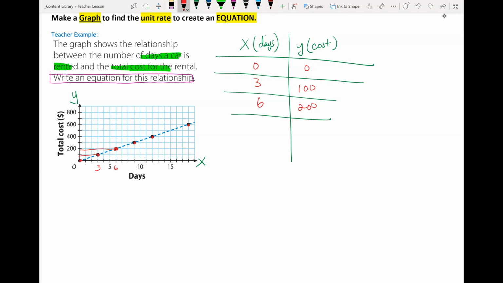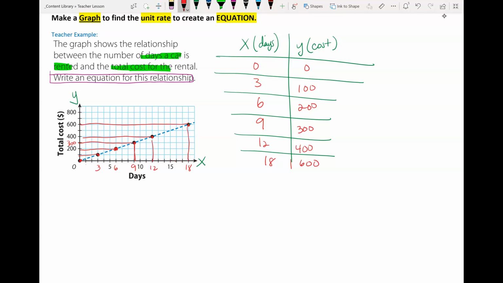So here, that's 9. And we go all the way across, that's 300. So every 9 days, it's going to cost us $300 total. And then we have 12 days. And in 12 days, it's going to cost us $400. And at last, 18 days, it's going to cost us $600.